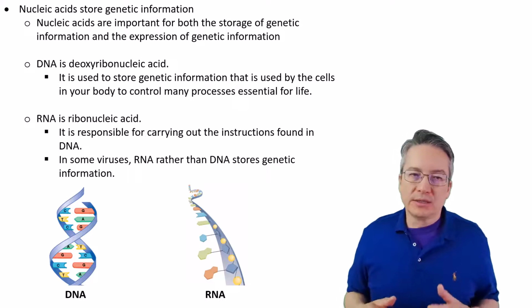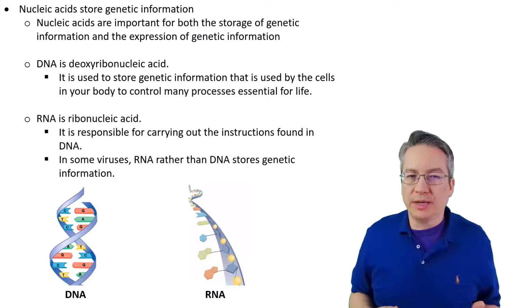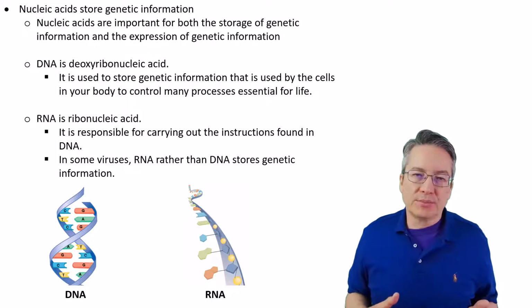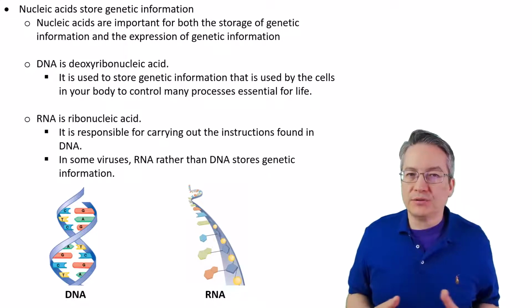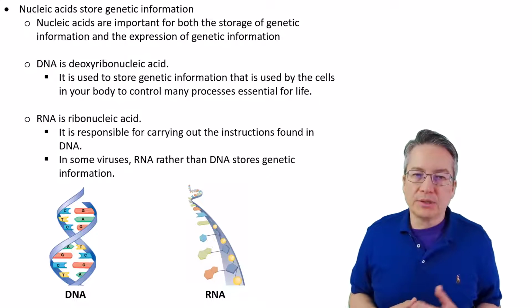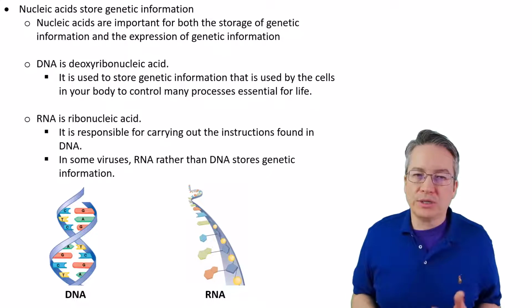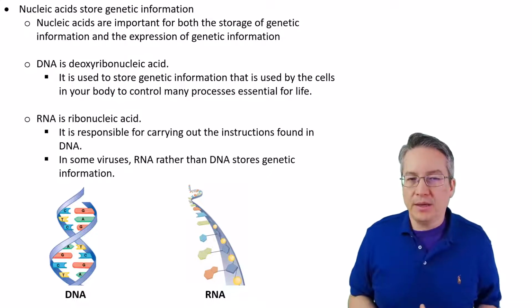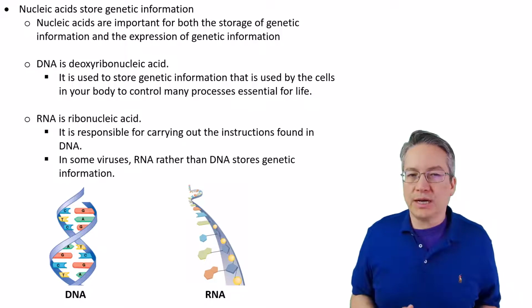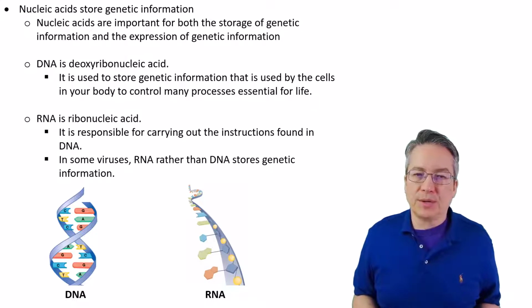In this video, I'd like to talk about nucleic acids. Nucleic acids are used to store genetic information. Nucleic acids are important also for the expression of genetic information. There are two types of nucleic acids in your body. One is DNA, or deoxyribonucleic acid. It's used to store genetic information that's used by the cells in your body to control many essential life processes.